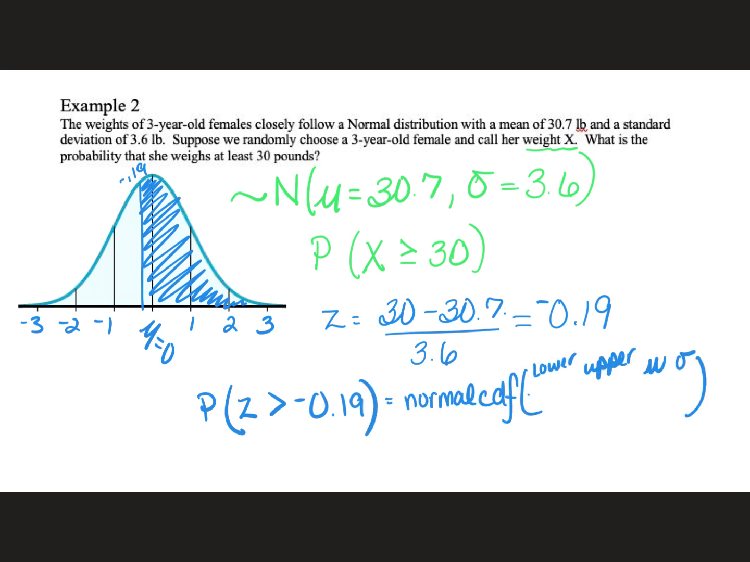So my lower value is negative 0.19. For my upper, I put 9999. I'm just going many standard deviations greater. Mu in the standard normal is 0 and sigma is 1. And that produces a value of 0.57. So if we randomly select a 3-year-old, there is a 57% chance that she would weigh at least 30 pounds.